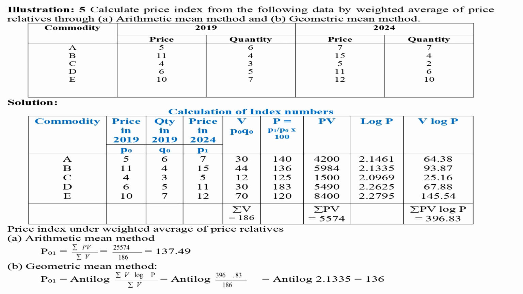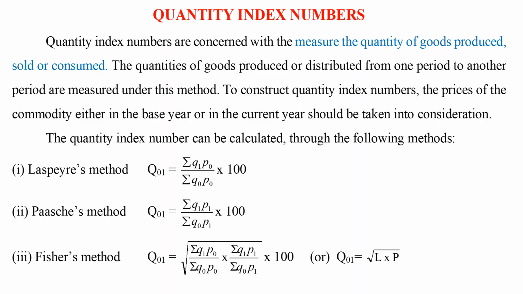In the 7th column, P into V. In the 8th column, log P, and in the 9th column, V into log P should be calculated. Then the sums of the 5th, 7th and 9th columns should be calculated. These values should be applied in respective formulas to know the price index under weighted average of price relatives by a. Arithmetic mean method and b. Geometric mean method.